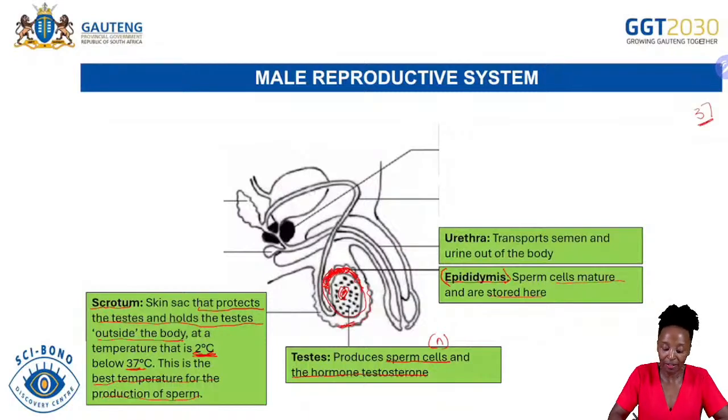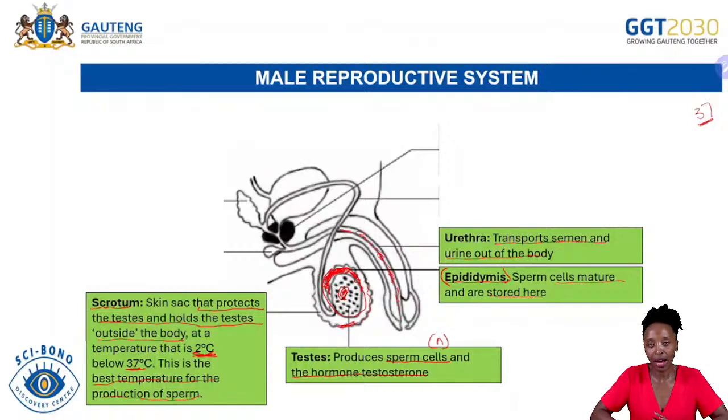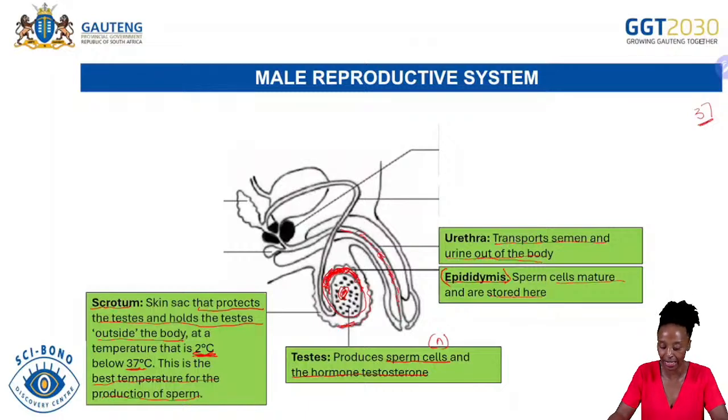And then we have here what is called the urethra. I'm going to just highlight it. This is the urethra. The urethra is that tube that transports the semen and urine out of the body. So remember, when you answer questions, your answer will not just say the function of the urethra is to transport the semen. Transport it where? It is to transport it out of the body. And remember, because we always forget, the urethra does not only transport semen, it also transports urine out of the body. This is only in the males.